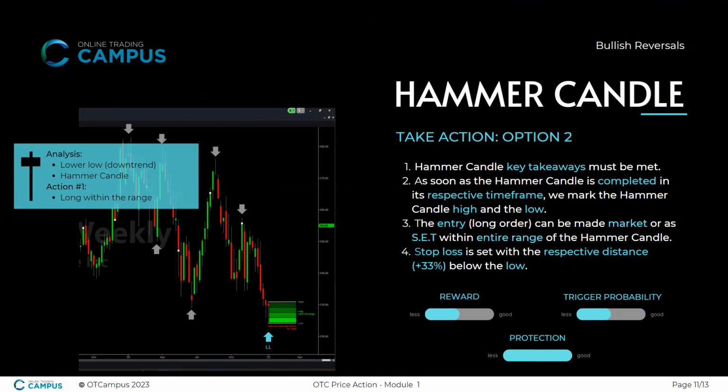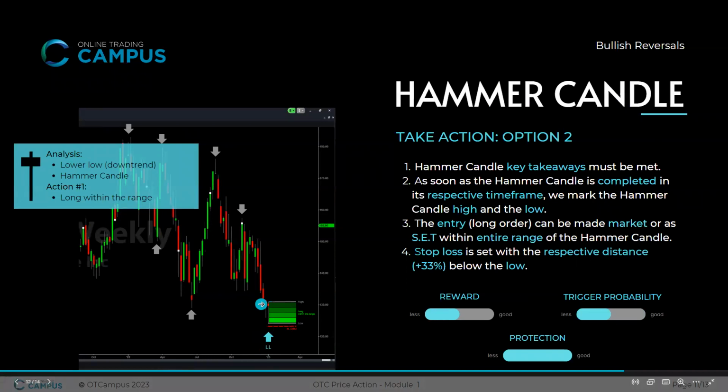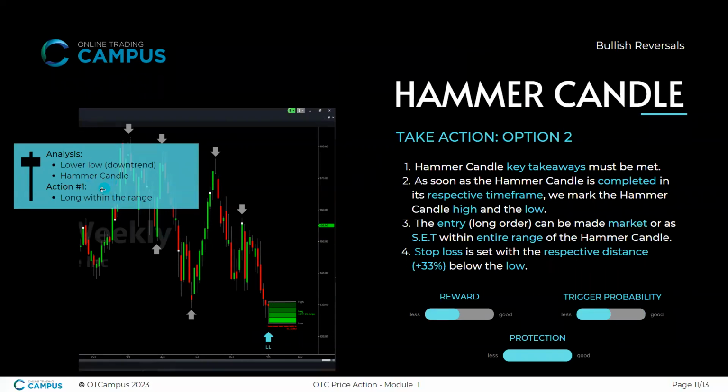Option number two is a little bit different. And here, the analysis is we are again at the same chart. In the lower low, we are in a downtrend. At the lower low, we create the same hammer candle here. Hammer candle, and action number one is long within the range. Okay, range. What does range mean? Option two, again, the hammer candle key takeaways must be met.